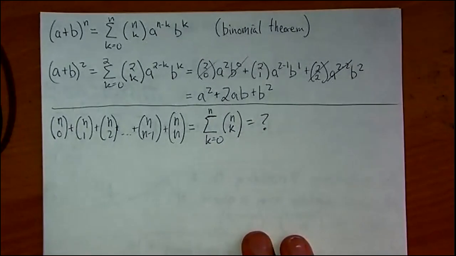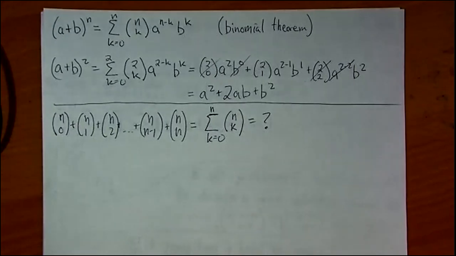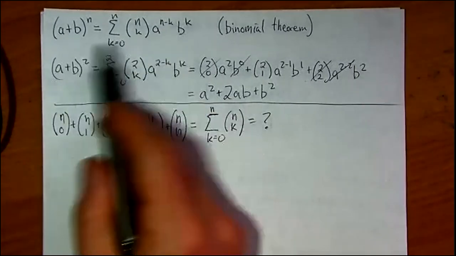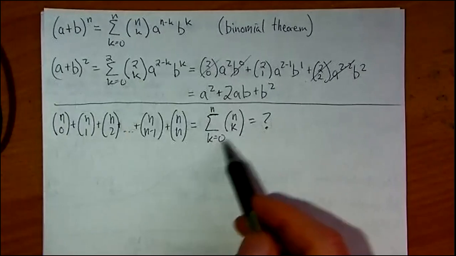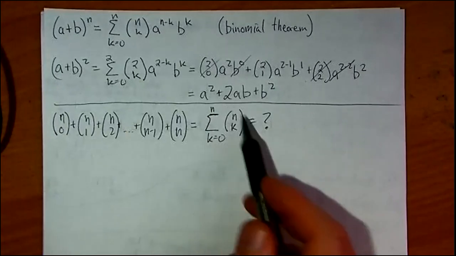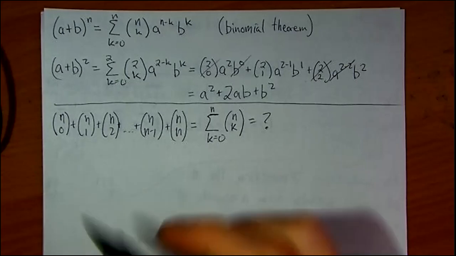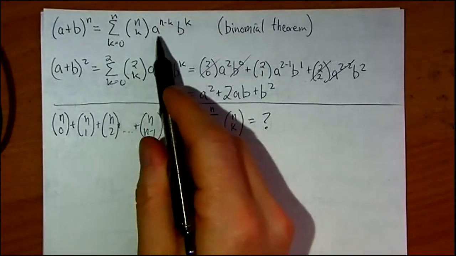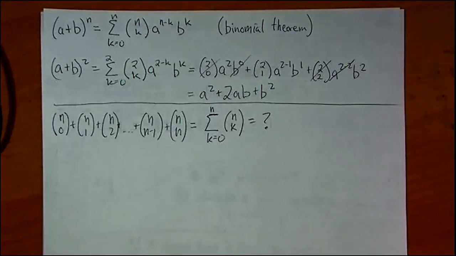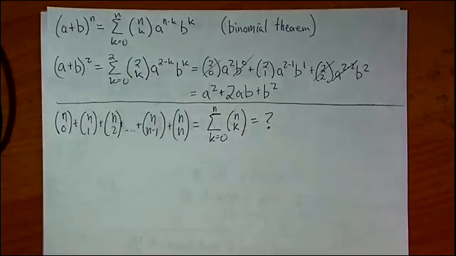Okay, so here's the question. Can you see a way to use the binomial theorem to find what this thing is equal to? What part of the binomial theorem does this thing look like? Yeah, the right-hand side. It's like this, but without the A and the B, right? The A and the B have just kind of vanished, and all we have left is the sum of n choose k, right?